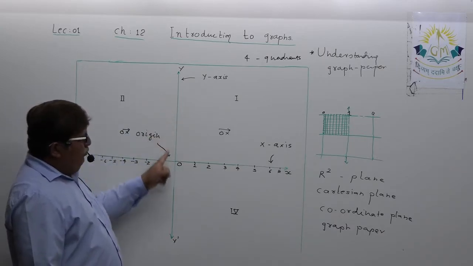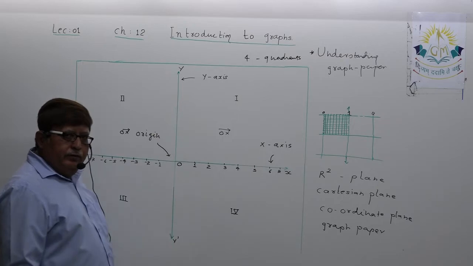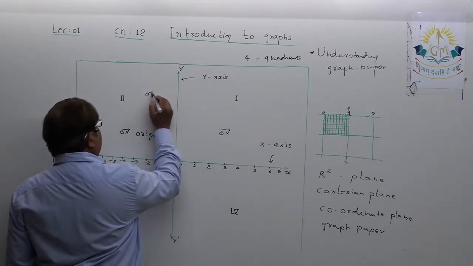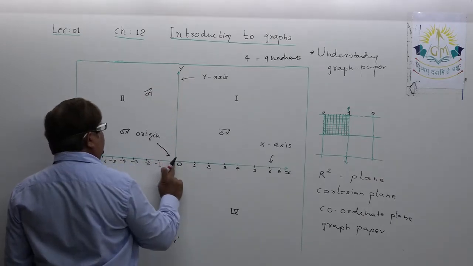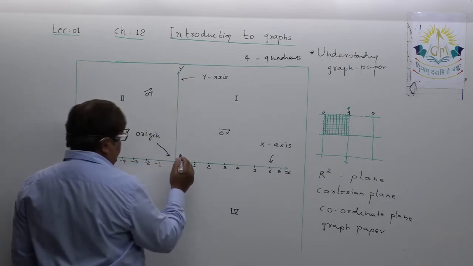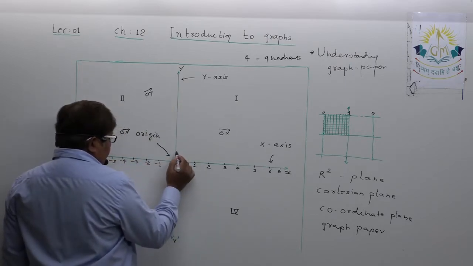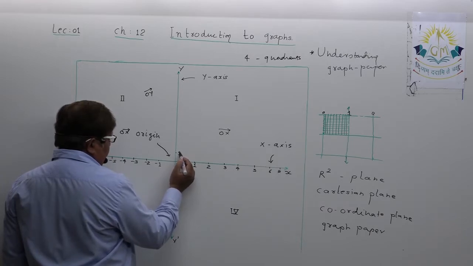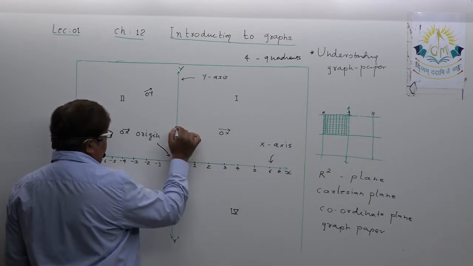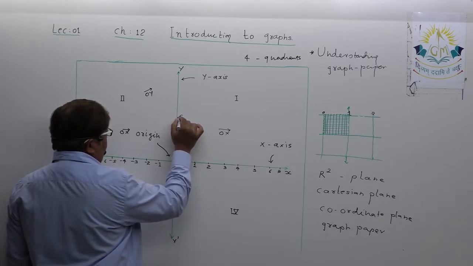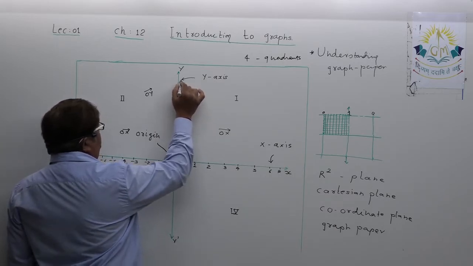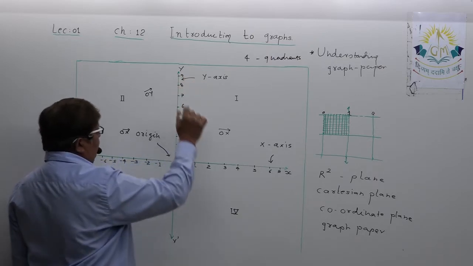OY, this one, this is the y axis. OY is known as the positive y axis, where you can show positive real numbers. Understand? 1, 2, 3, 4, 5, 6, 7. Because I have space, let me write some more numbers. No problem at all.